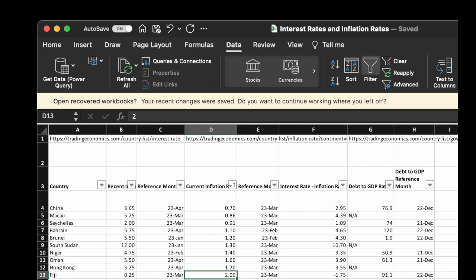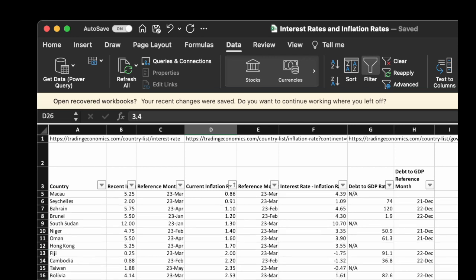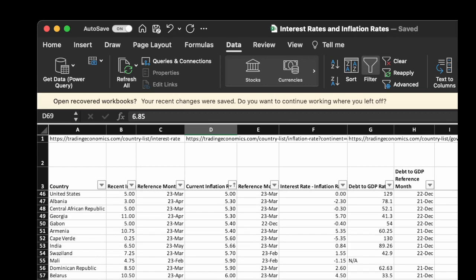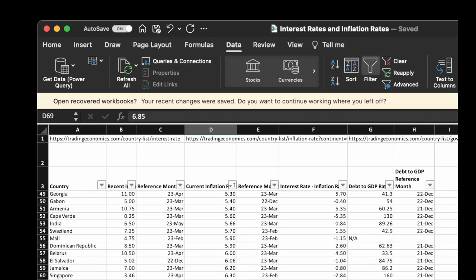and Fiji at 2. Now if we scroll down, actually where's the Euro area? Interested to see what the Euro area is. Inflation rate for the Euro area is 6.9, so it's almost at 7 for the Euro area.